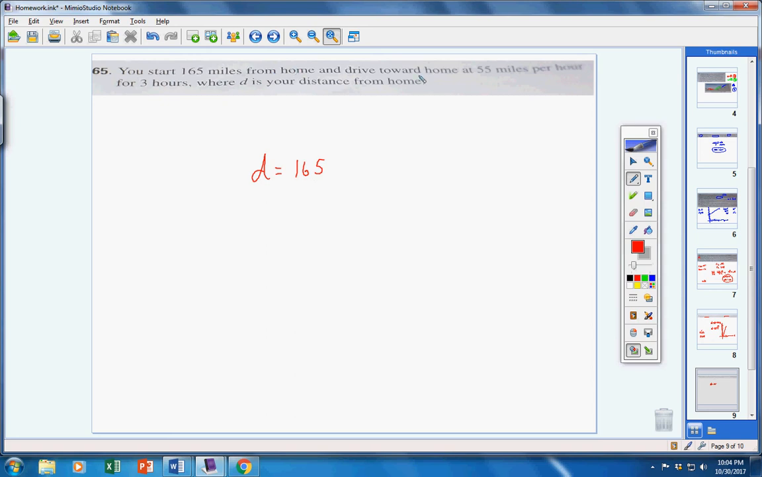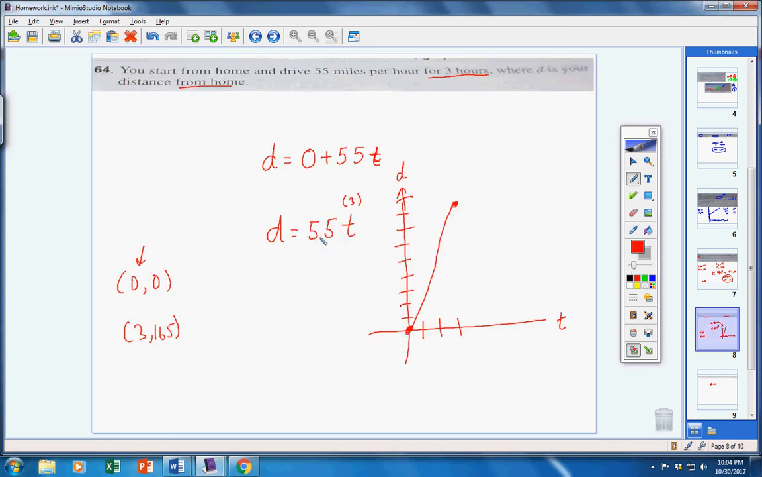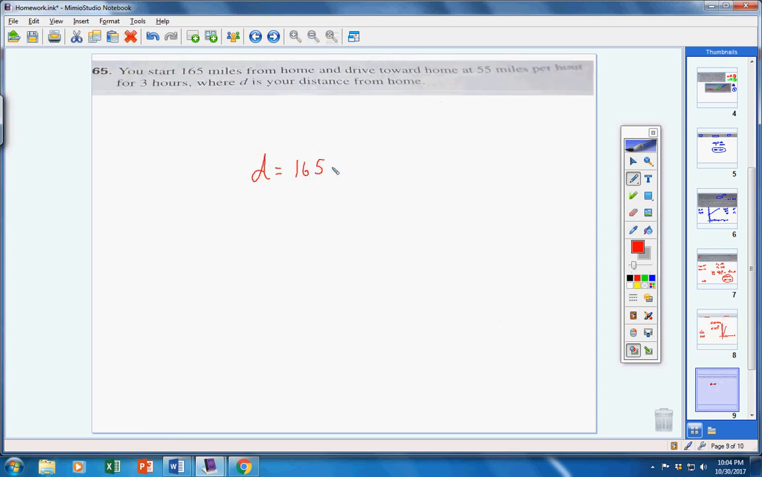Now you're driving toward the home, so this distance is not going to get larger, it's going to get smaller. Over here, your distance got larger because you were driving away from your home. Here, your distance is going to get smaller, so we're going to subtract, and that's 55 miles per hour times every hour, so t, there we go. So every hour you travel 55 miles, we subtract that from 165, we're getting closer and closer to home.